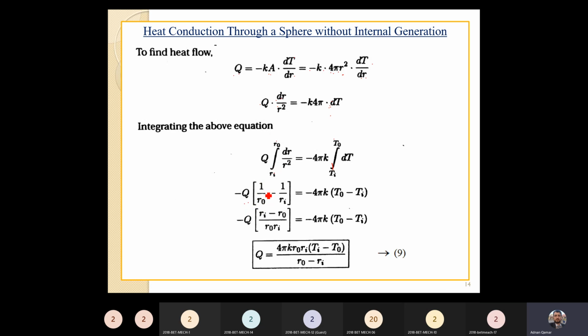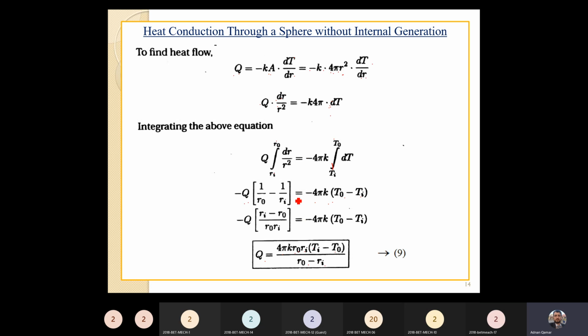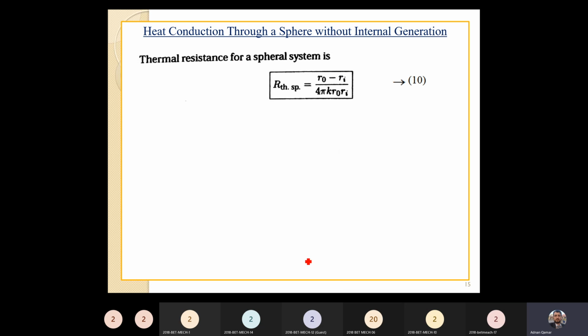You will get minus q into 1 over r naught minus 1 over ri is equal to minus 4 pi k into T naught minus Ti. So if you simultaneously solve this equation, you will get q is equal to 4 pi k r naught ri into Ti minus T naught over r naught minus ri. So from here you get the thermal resistance. Pick this whole term and shift it to the denominator, you will get r naught minus ri over 4 pi k r naught ri, and this term would be the thermal resistance of the sphere.